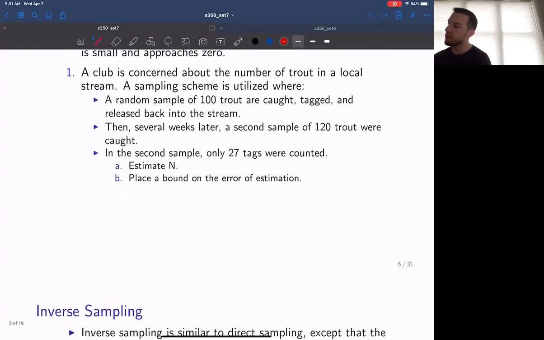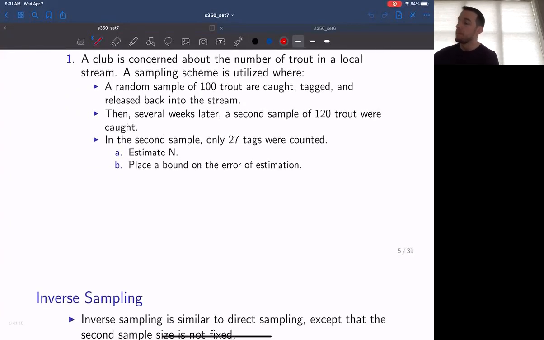Okay, so to illustrate this approach, we have the following example. A club is concerned about the number of trout in a local stream. A sampling scheme is utilized where a random sample of 100 trout are caught, tagged, and released back into the stream. Then several weeks later, a second sample of 120 trout were caught. Suppose that in the second sample, only 27 tags were counted. Estimate capital N and place a bound on the error. This is all pretty straightforward. We just have to declare the different components of our sampling protocol, and then we can use these to estimate and bound it.